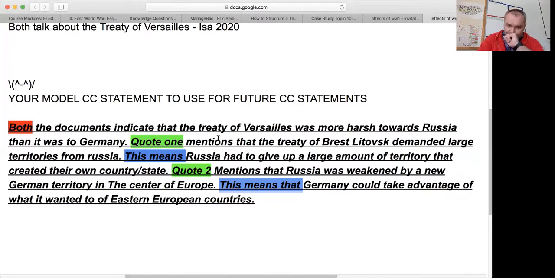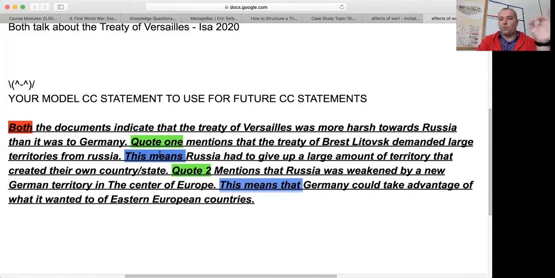Quote 1 mentions that the Treaty of Brest-Litovsk demanded large territories from Russia. Vague, but to the point. This means that, this is the analyzing point, especially for AP, where you have in your rubric where you need to analyze. Apart from quoting the text, you need to have students explain what that quote means, especially when you get into older history, or at least pre-19th century, where the language is a little different from the vernacular that we speak today.